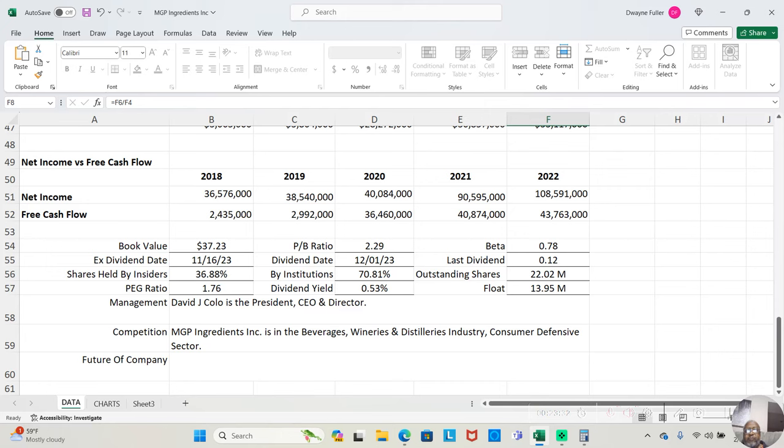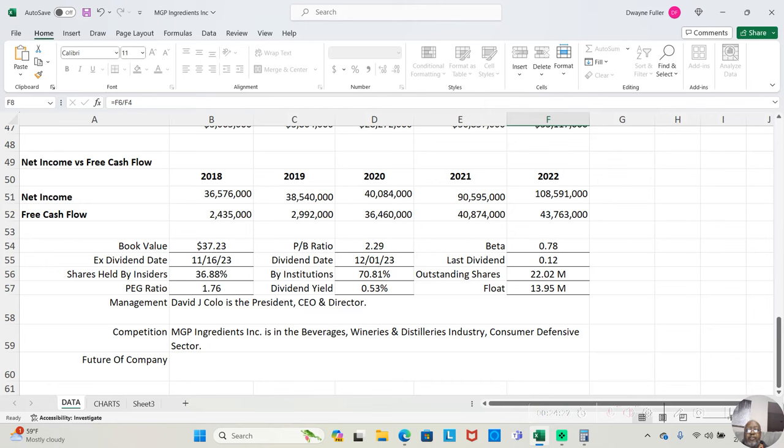The last dividend they gave was 12 cents a share. They have 22.02 million outstanding shares. And of those 22.02 million outstanding shares, 36.88% of them are owned by insiders. Those are people who work for or are involved with the company. That's an astounding number for insiders owning a stock. Generally, you may find under 1% or 2% of insiders owning a stock, but this one has 36.88%.